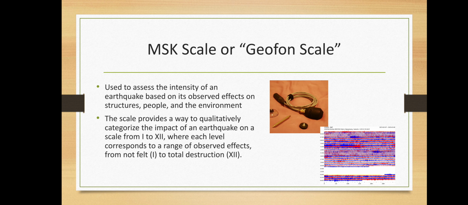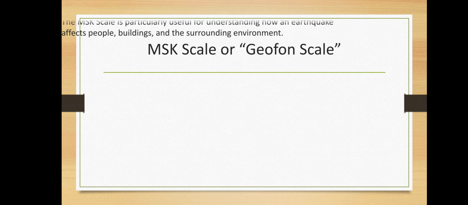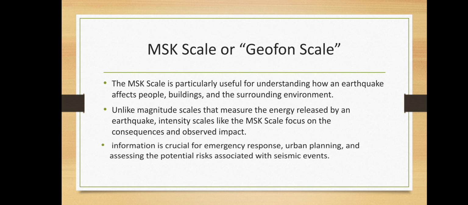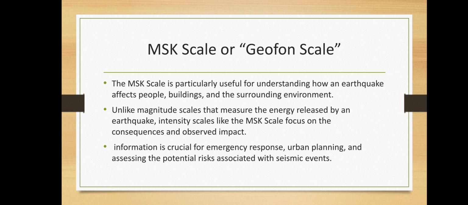The scale provides a way to qualitatively categorize the impact of an earthquake on a scale from 1 to 12, where each level corresponds to a range of observed effects from not felt to total destruction. The primary purpose of the MSK scale is to offer a qualitative assessment of the earthquake's consequences, assigning a rating from 1 to 12 based on the range of effects experienced. It is particularly useful for understanding how an earthquake affects people, buildings, and the surrounding environment.